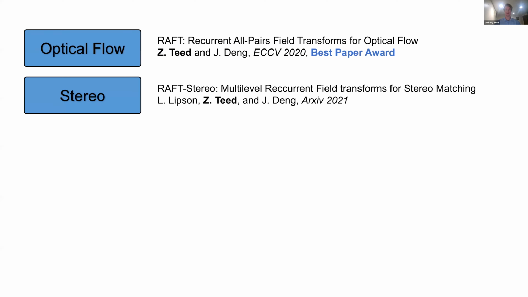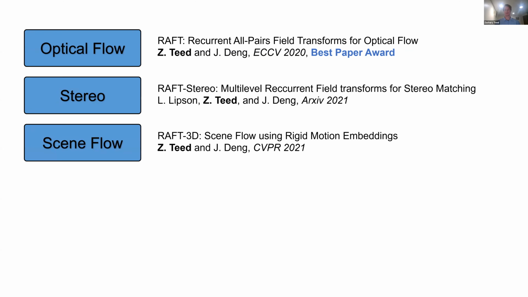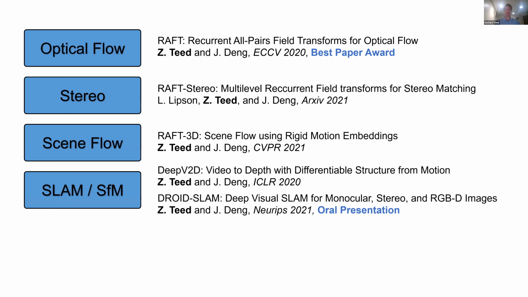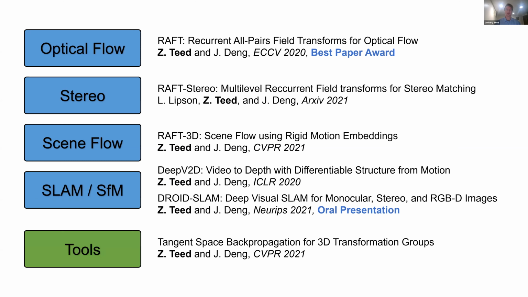So we've applied this type of idea to many different important vision problems. This talk is focused on 3D reconstruction. Optical flow is not necessarily a 3D task, but it provides a very important foundation for many of these more complicated 3D applications. We've also looked at 2D stereo, scene flow, which is the 3-dimensional analog of optical flow, and then SLAM and structure from motion. We've additionally developed some tools that allow us to more efficiently perform backpropagation through computation graphs consisting of Lie groups, which show up a lot in these 3D vision applications.